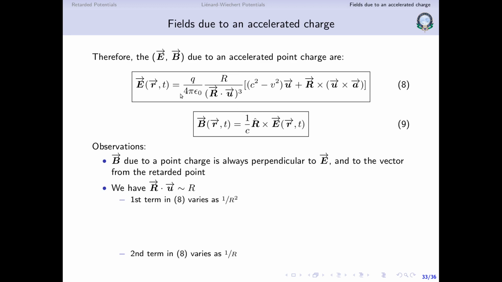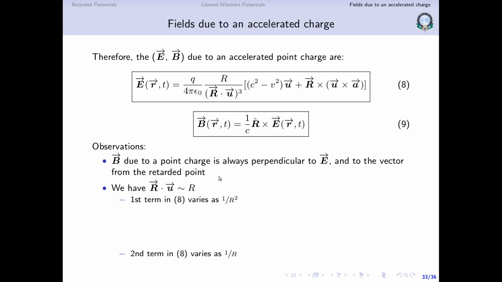Of course, q by 4 pi epsilon naught is anyway constant, so we'll just combine this. Consider this. R dot u varies as r. So we have an r already in the numerator, and r dot u varies as r, so in the denominator we'll have r cube. So r by r cube gives us 1 by r square. So the first term varies as 1 by r square.